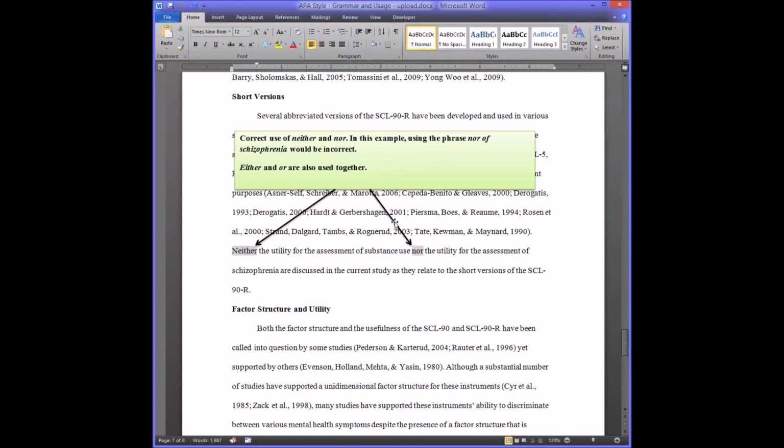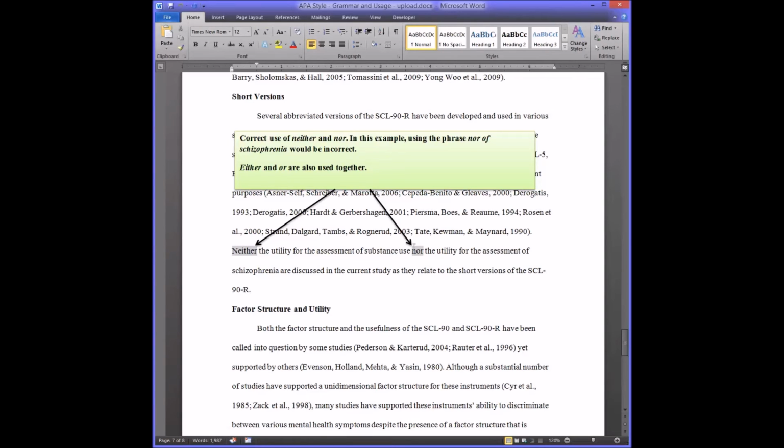Here are a few other words that are often misused. Neither and nor and either and or. So neither and nor are always used together. For example, in this sentence, neither the utility for the assessment of substance use nor the utility for the assessment of schizophrenia are discussed. It's neither nor.